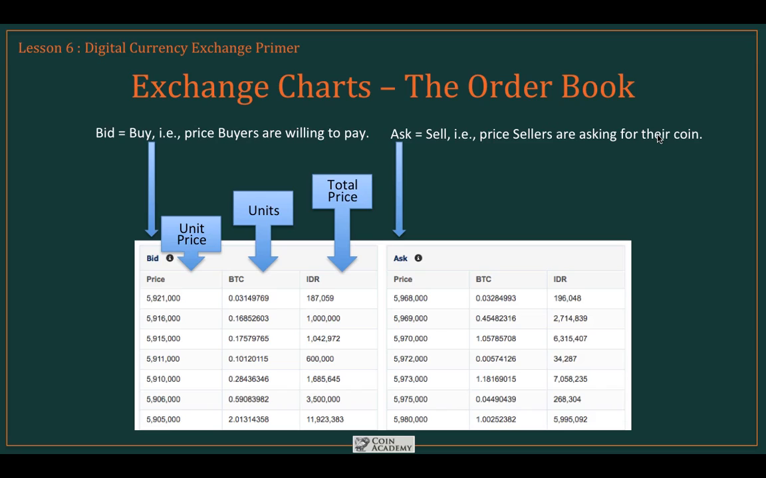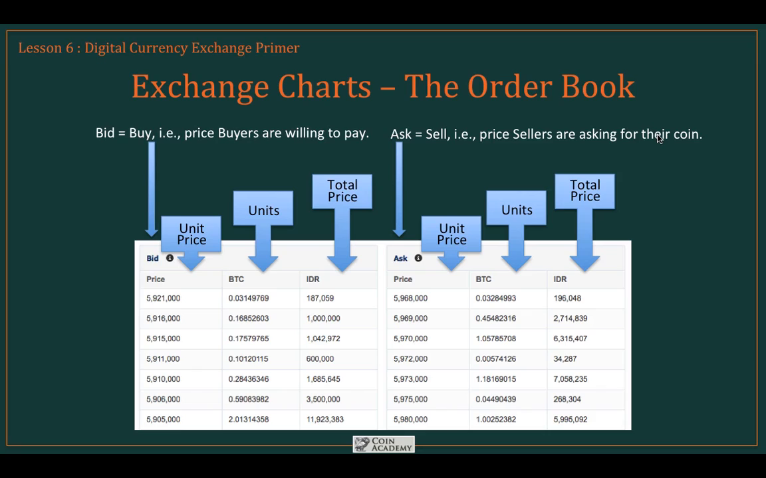If you go all the way down to the bottom row on the bid side, you'll see here's someone who's willing to pay 5.9 million per Bitcoin. They actually want to buy slightly over 2 Bitcoin, so that transaction value is much, much higher, 11,923,383 rupiah. Those three columns serve exactly the same purpose on the ask side. Here is a seller who's willing to sell Bitcoin for 5,968,000 rupiah, but they're only selling 0.03 and some change Bitcoin, meaning if you wanted to purchase that, your total purchase price is 196,048 rupiah. And that's simply repeated in each of the columns below that.